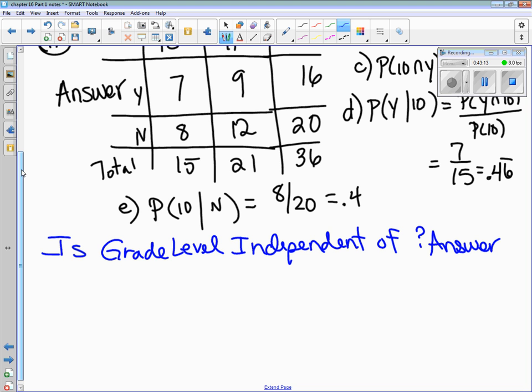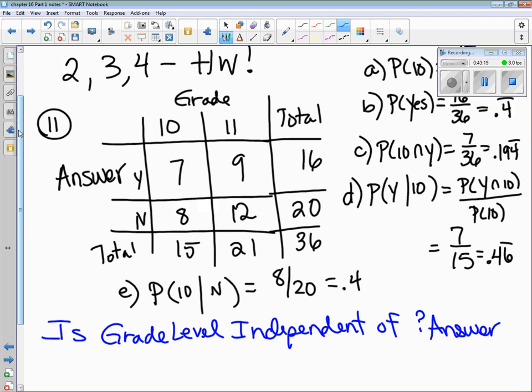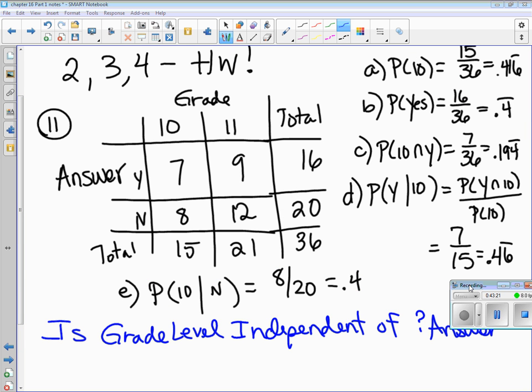So what could I do? Rather than try to recreate the wheel, maybe we should look at some of the answers that we've already come up with. We have a couple of conditionals here. We have the probability of yes given 10. What would that have to equal if we were talking about independence? Probability of yes. So we would compare these two. So 0.4 repeating, 0.46 repeating. They're kind of close. So is that enough? Well, maybe we should look at another one just to see.